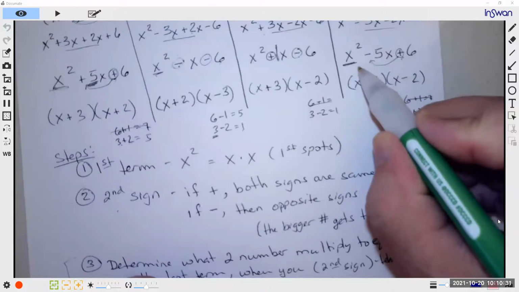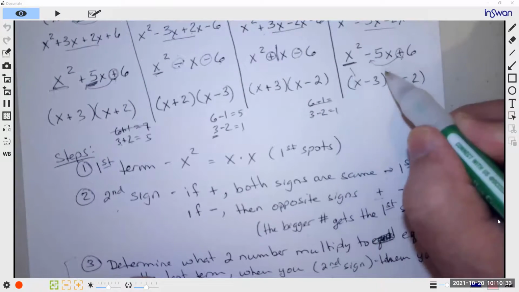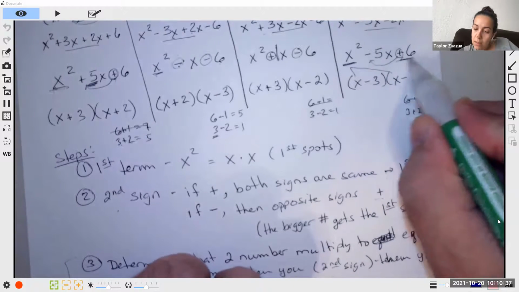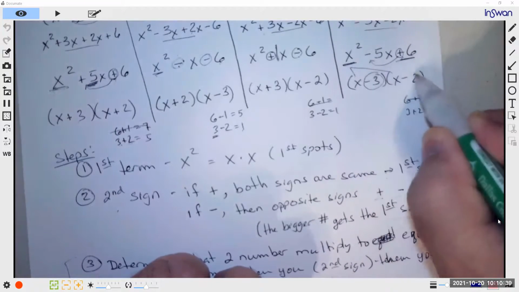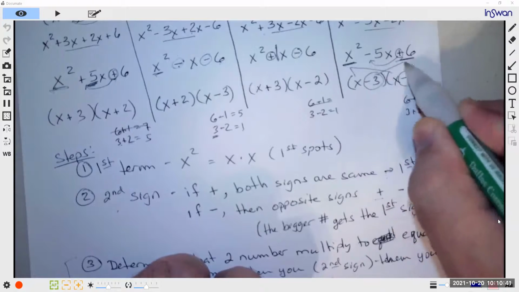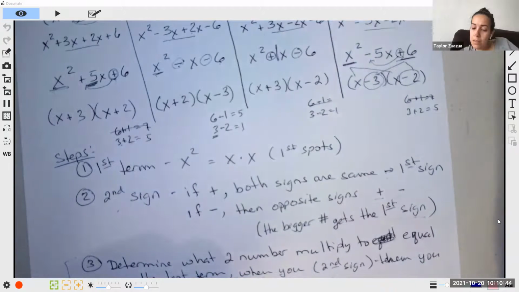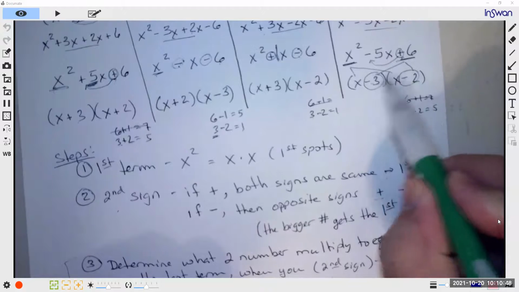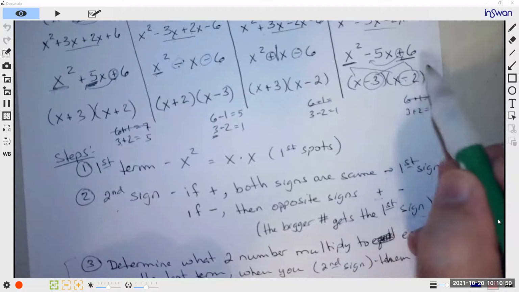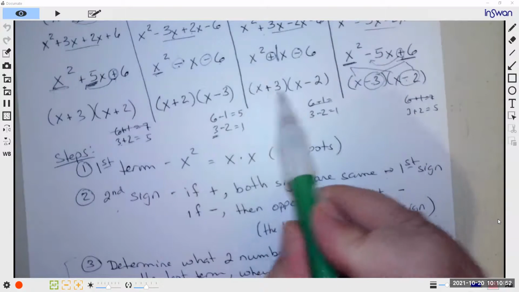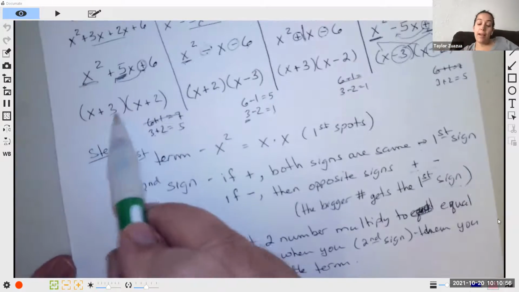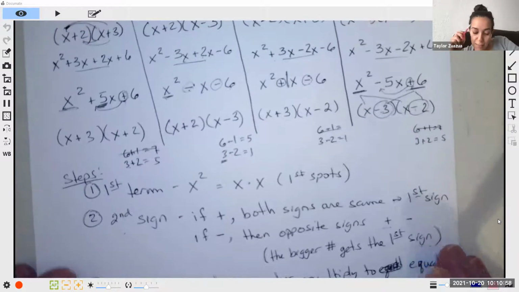The first term is made up of the first ones multiplied together. The last term is these two numbers multiplied together. So the only way it can be positive is if the signs are the same. Negative times negative is a positive. 3 and 2 is 6. Positive and negative is a negative. 3 and 2 is a 6. Oh, okay, positive. Okay, I got it. I see what you're talking about now.